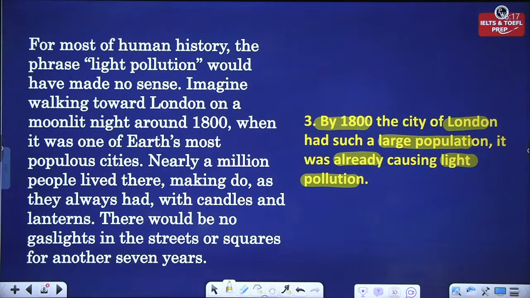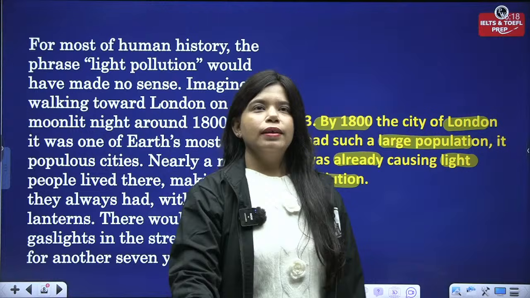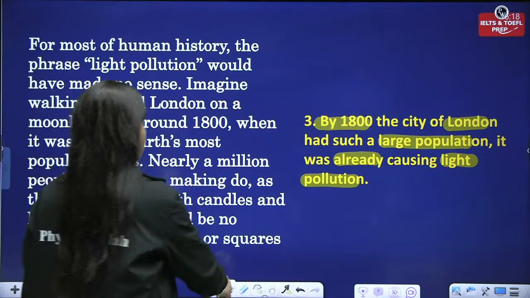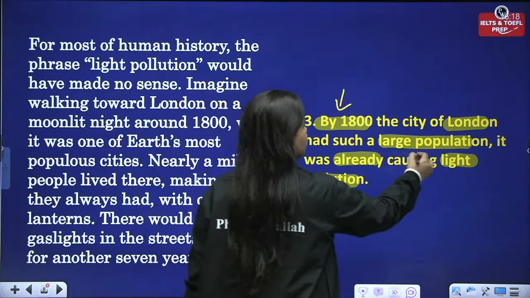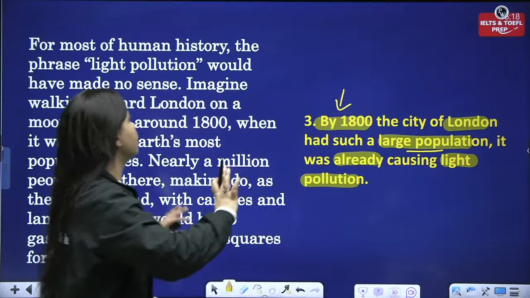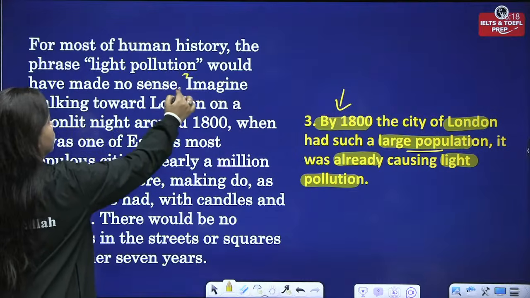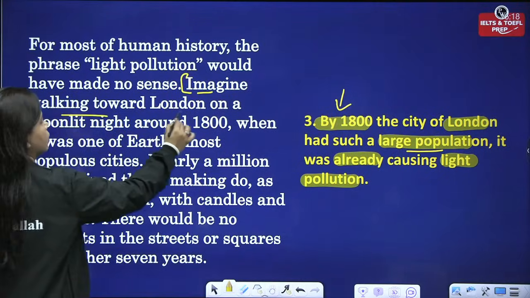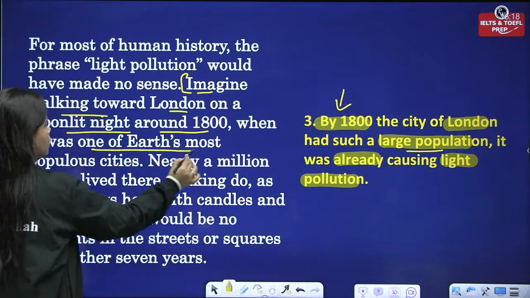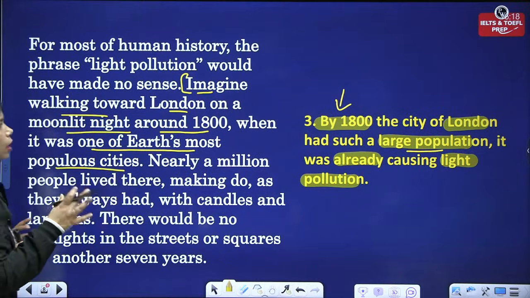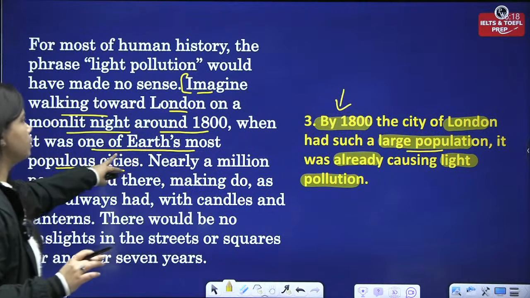चलो इसको समझते हैं. Let's understand this, right? Okay, so Bhavya says false. Let's understand. So the question here says, by 1800, the city of London had such a large population. यहाँ तक तो लिखा हुआ है passage में that London had large population. It's written right over here. It says, imagine walking toward London on a moonlit night around 1800 when it was one of Earth's most populous cities. So around 1800, London was a very populated city. So this is written in the question also and it's written right here also.